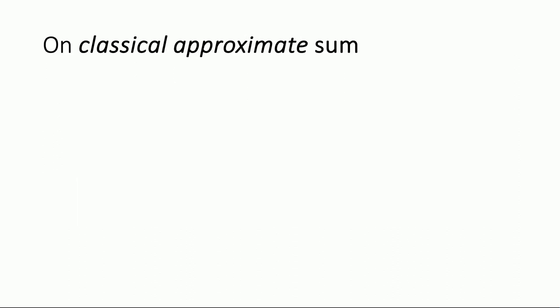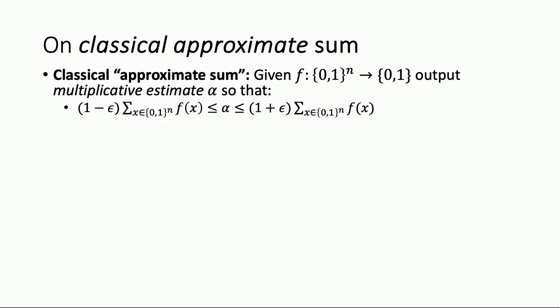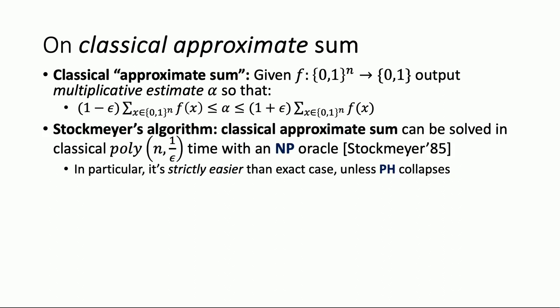Great. Okay, but now this discussion became a lot more interesting when we considered relaxing this problem to consider approximations. So I defined this classical approximate sum problem, which has exactly the same input, but now the output is a multiplicative approximation to this classical sum. And what we determined using Stockmeyer's algorithm is that this problem is strictly easier than the exact case, unless an unforeseen complexity consequence happens, namely the PH collapses. And the reason we believe the PH doesn't collapse is the same reason we believe that P is not equal to NP. It's something that we can't prove, but 99 out of 100 complexity theorists believe it. It's kind of the best we can do in complexity theory.